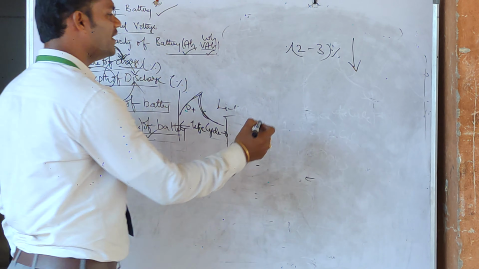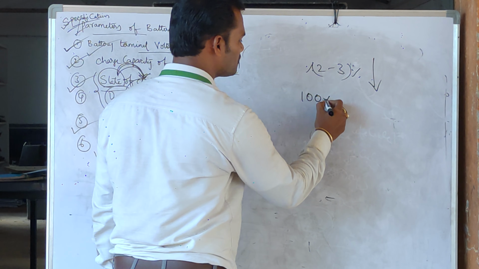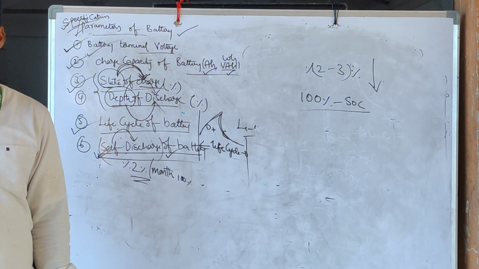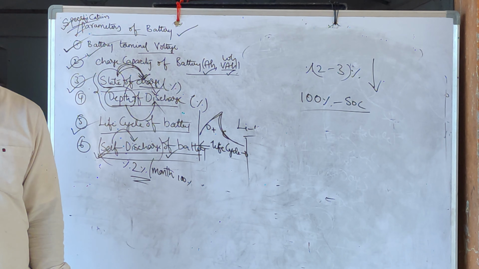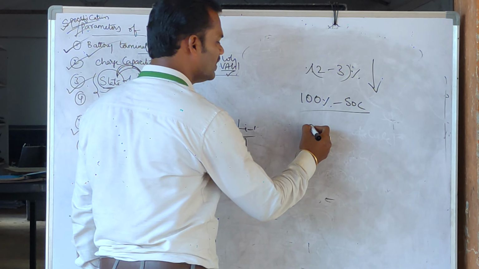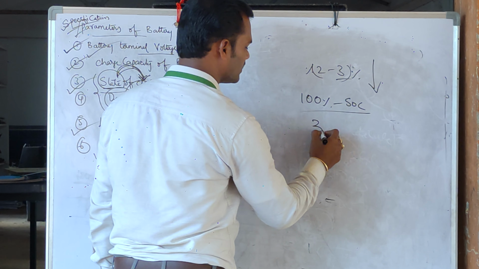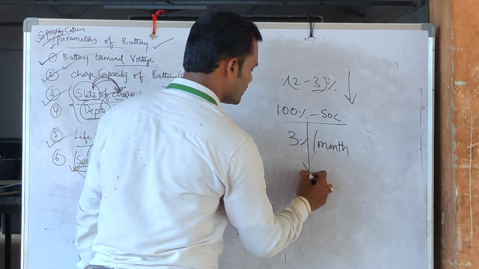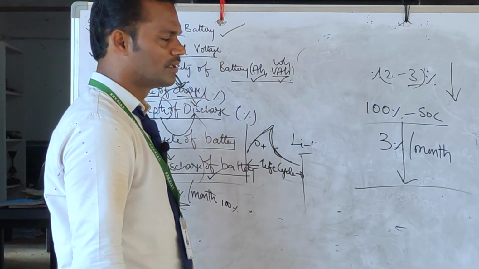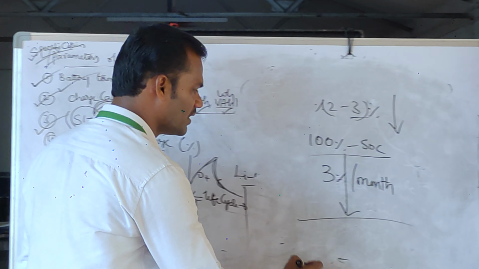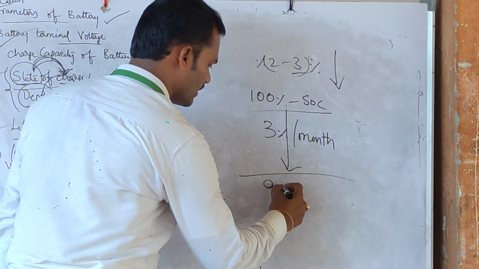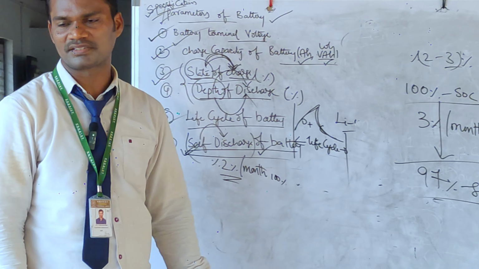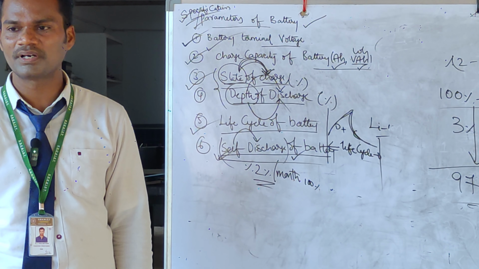For example, you buy a new phone and the amount of charging in the phone is how much? 100 percentage, and you kept this phone inside the bench or inside the cupboard. Then what is the amount of self-discharge rate? 3 percentage per month. After 1 month you take the phone out, so 100 minus 3 is how much? 97. So your battery will indicate how much? 97% of charging is available in your mobile phone.